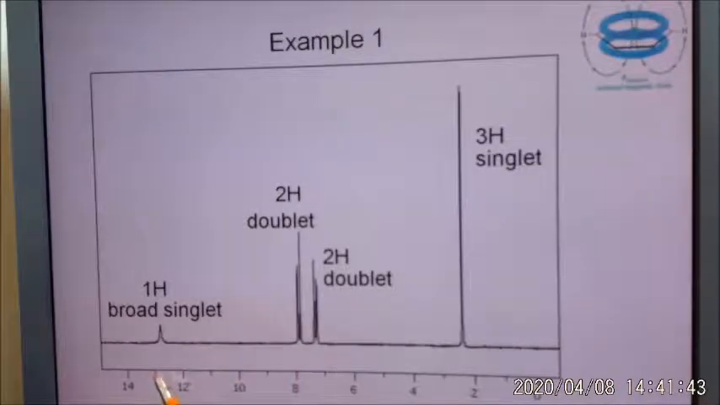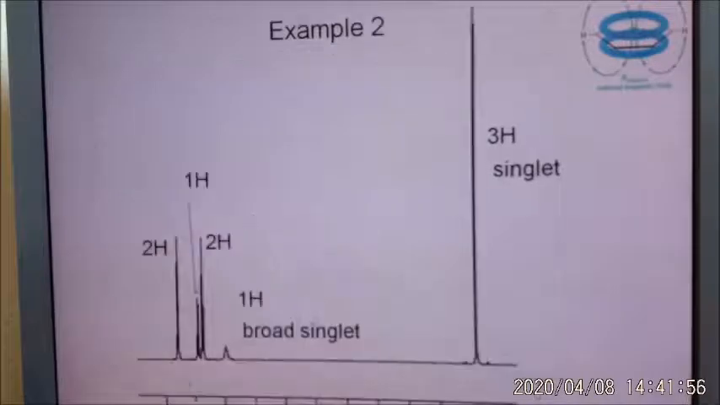Broad singlet, almost at 13, that's got to be a carboxylic acid. So it looks like I have a para-methyl benzoic acid. Okay, this one. CH3, all right, broad singlet here.